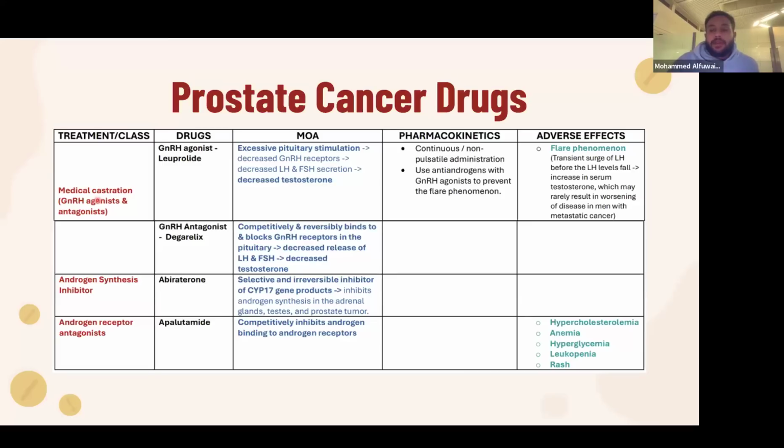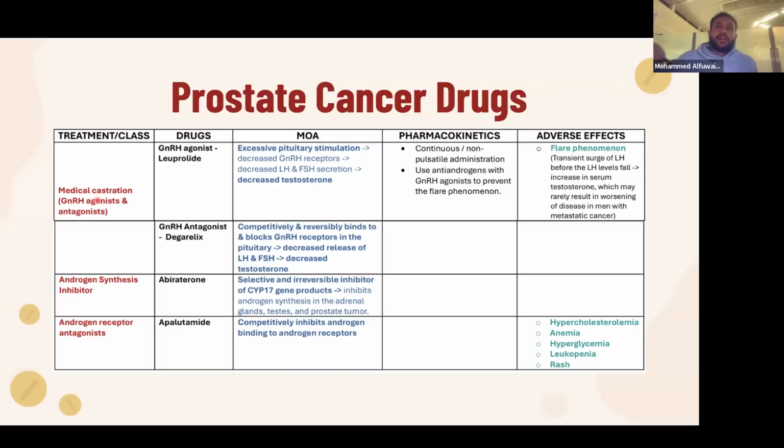So now what do you do? You give, in this case, an agonist. So what will an agonist do? It's a GnRH agonist, so it will go and activate LH and FSH release. So initially, is it going to cause worsening or better symptoms? Worse, because you're going to cause a surge of LH and FSH, which will then cause increased testosterone.